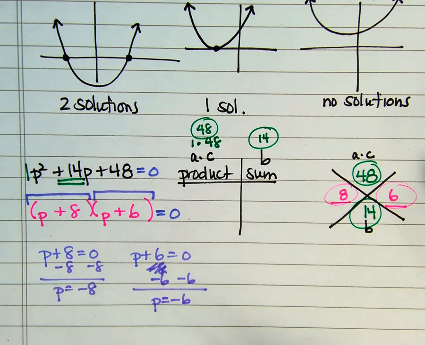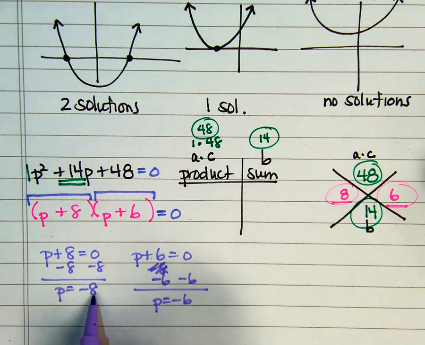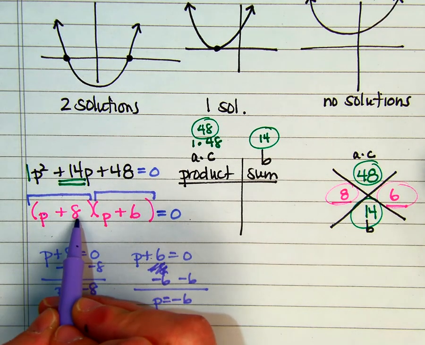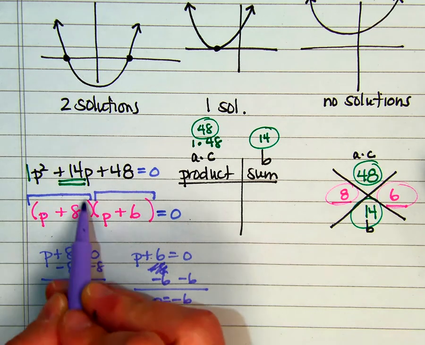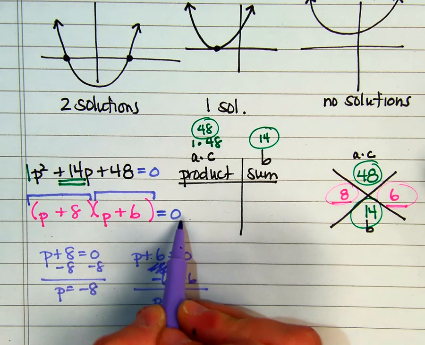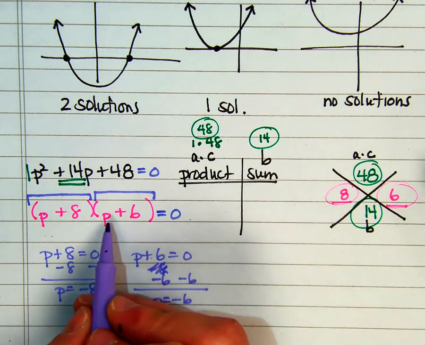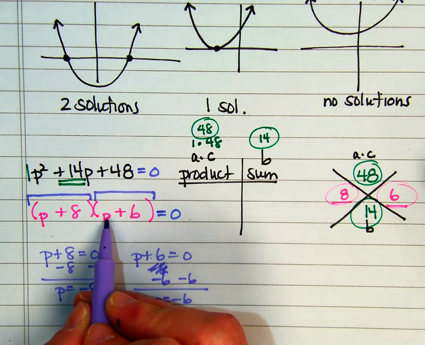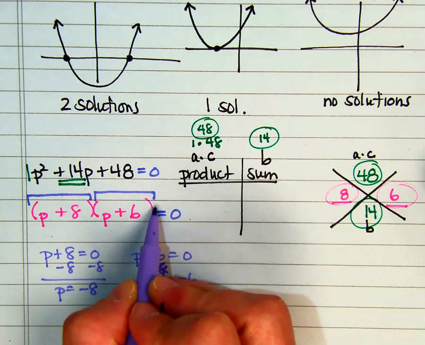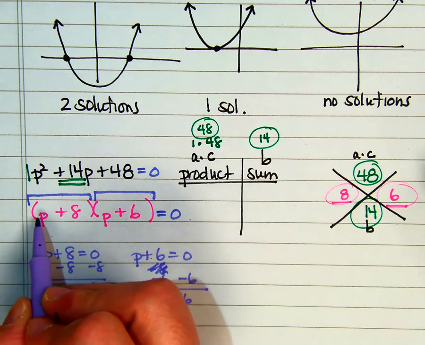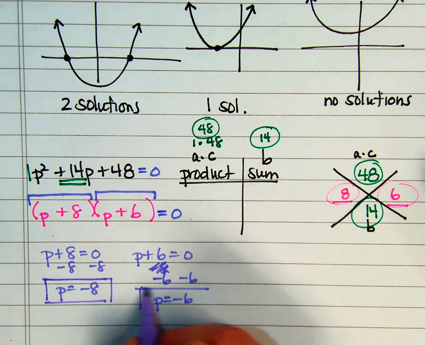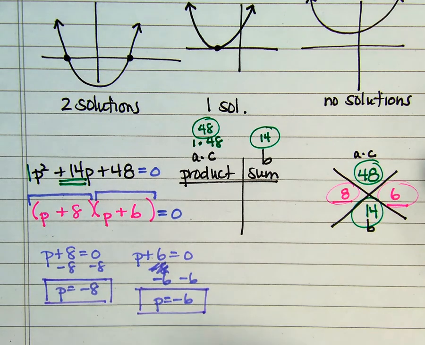The reason why this works is if I put a negative 8 in here, what is negative 8 plus 8? It is 0. So 0 times anything is going to equal 0. That's what we want. If I put a negative 6 in for this one, negative 6 plus 6 is going to give me a 0. So 0 times anything is going to be 0. So p equals negative 6 and p equals negative 8 are my solutions.